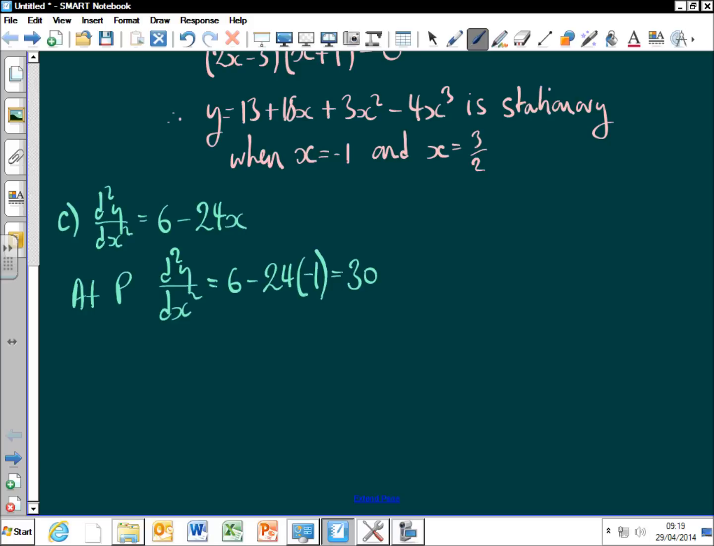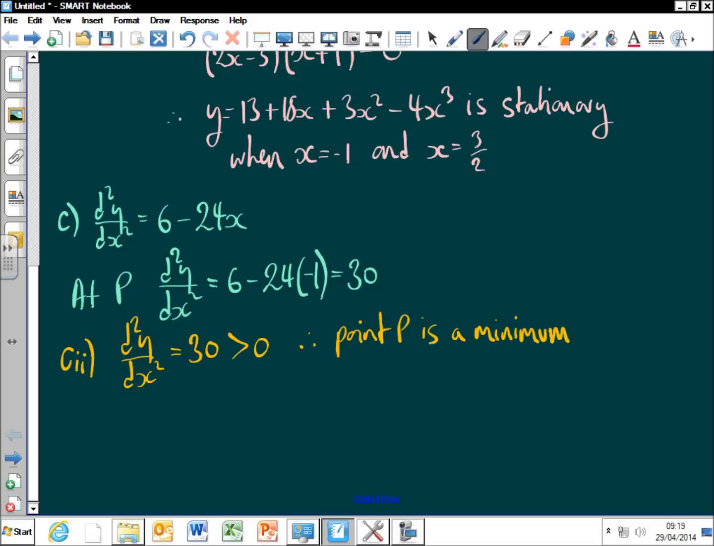Now, for part cii, we found that the second differentiation is 30, which is greater than 0. And because the second differentiation is greater than 0, we can say that point P is a minimum. Okay, and that's question 1 done.